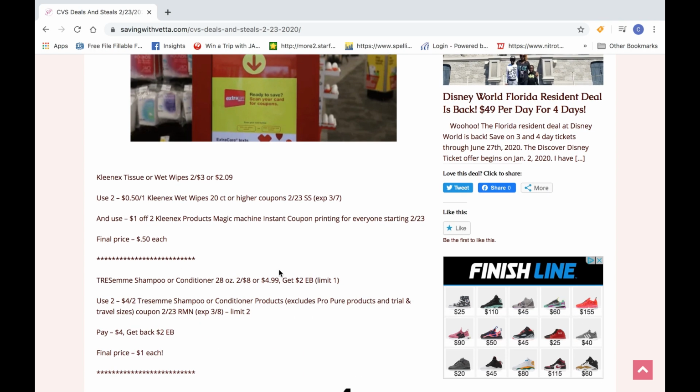Tresemme shampoo and conditioner, $4.99. Get $2 extra buck. There's a limit of one on this. And these are on sale, 2 for $8. So buy two and use the $4 off of two insert coupon that we have. Pay $4, get $2 back, making these $1 each.